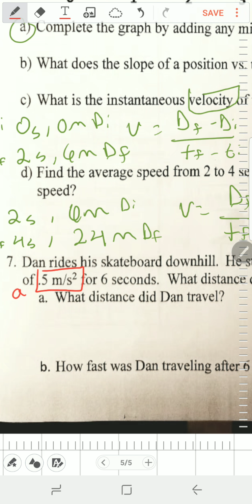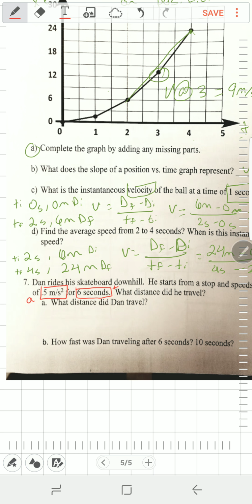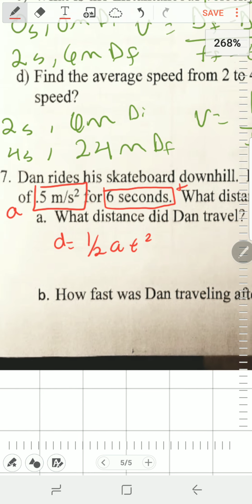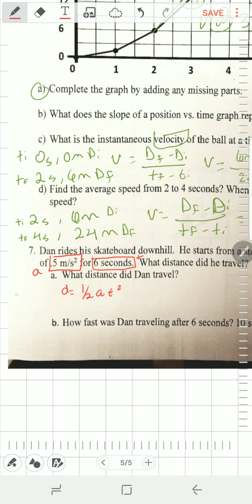You know it's going to be acceleration because of the units. Again, I sound like a broken record. Get those units memorized. And then 6 seconds, well, that's going to be time. Now, what equation do we have that asks you for distance when giving only time and acceleration? The equation d equals 1/2 a t squared. So I have my variables: a equals 0.5 meters per second squared.